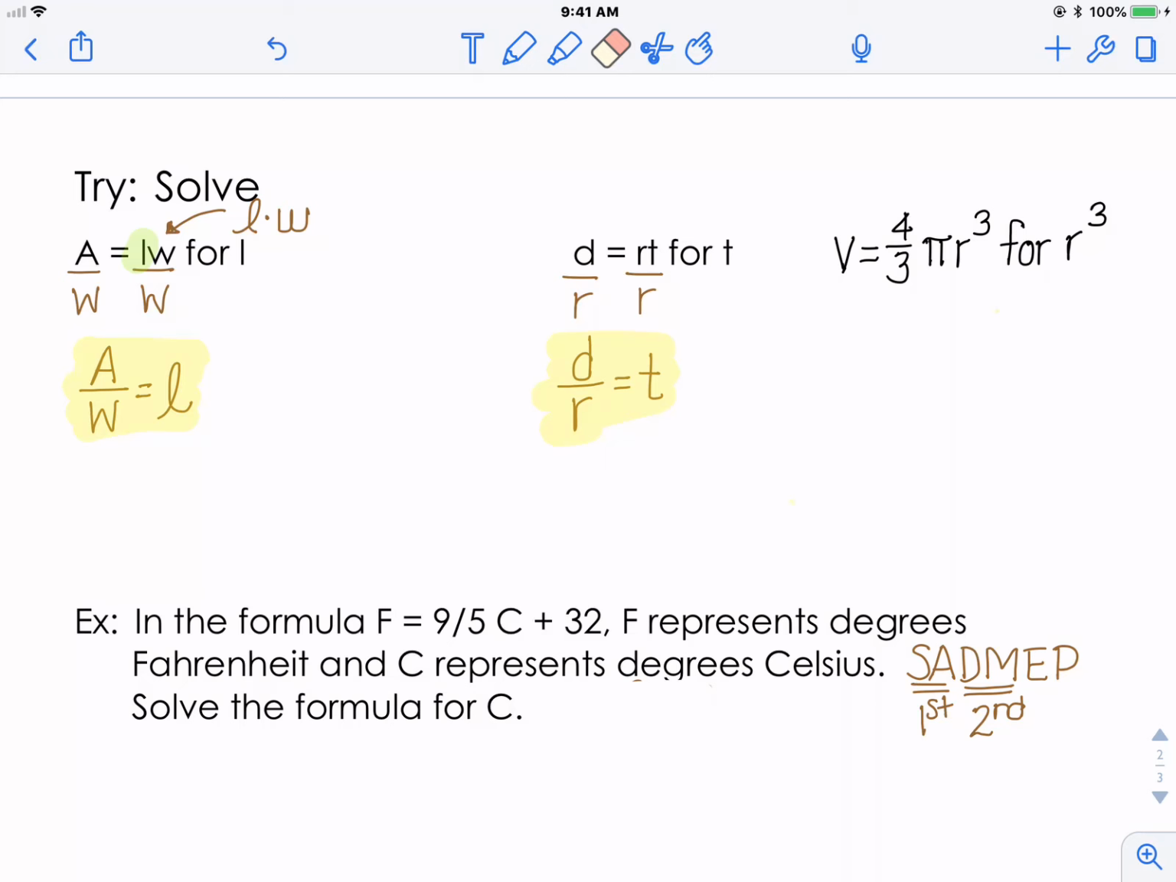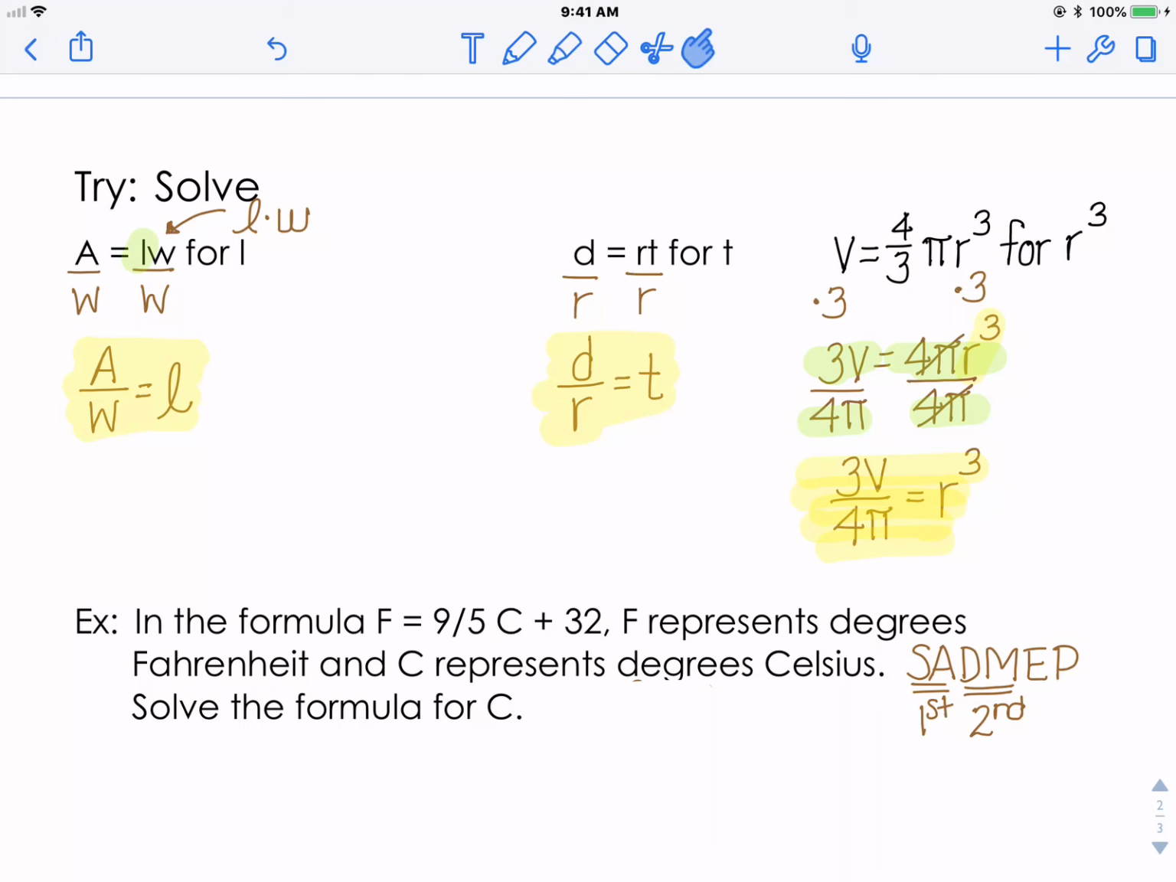And because there's a fraction in there, I might start by first multiplying both sides by 3 to undo that thirds. I would end up then with 3v equaling 4 pi r cubed. The r cubed is what I'd like to get alone, so I divided both sides by 4 pi. And then my final value, in other words, r cubed alone on one side, is 3 times v divided by 4 pi.